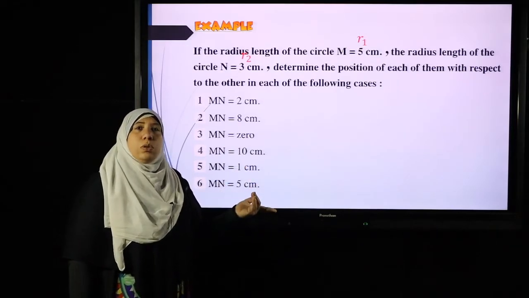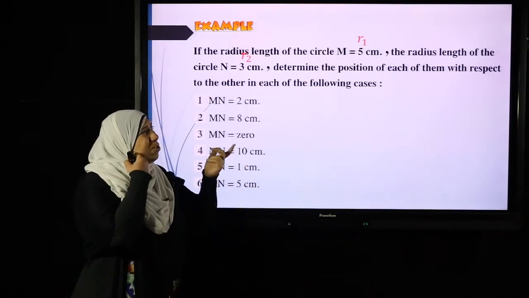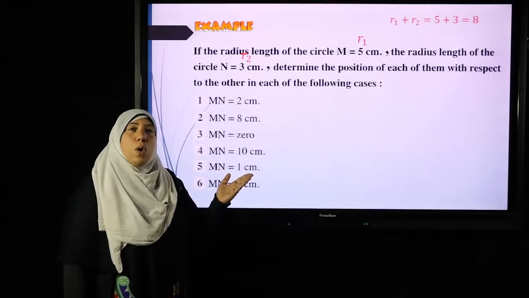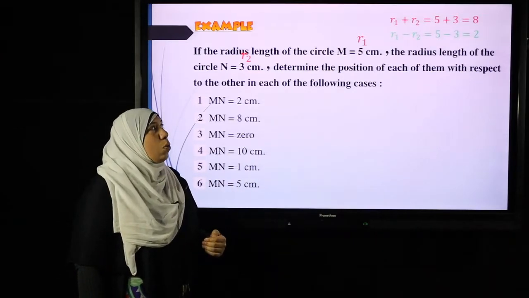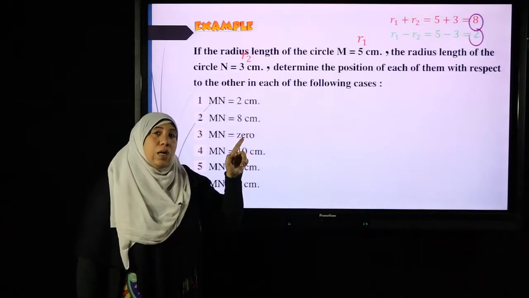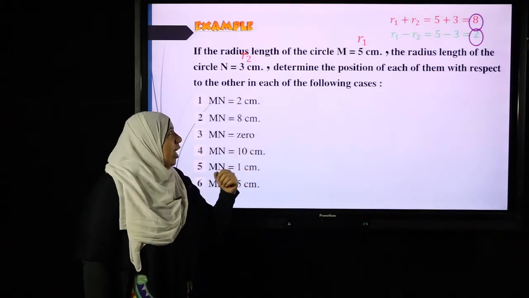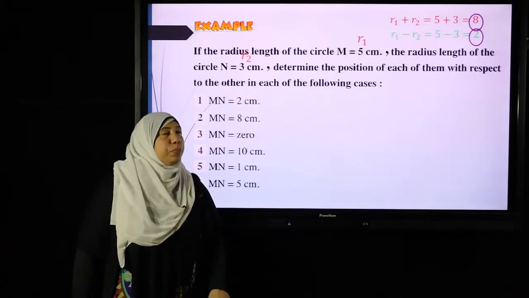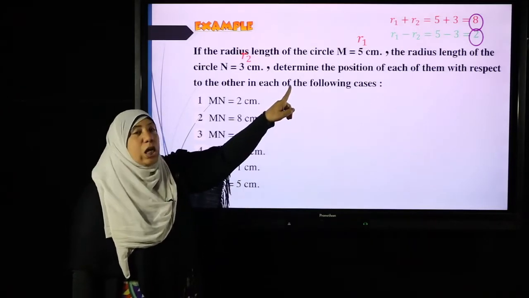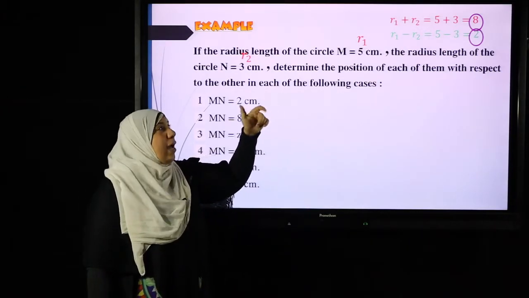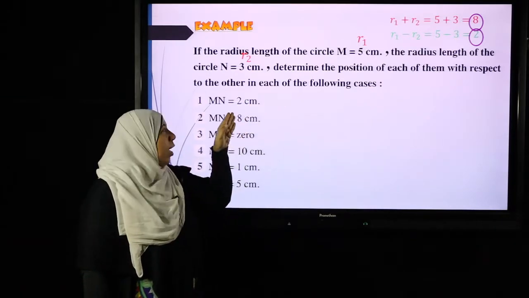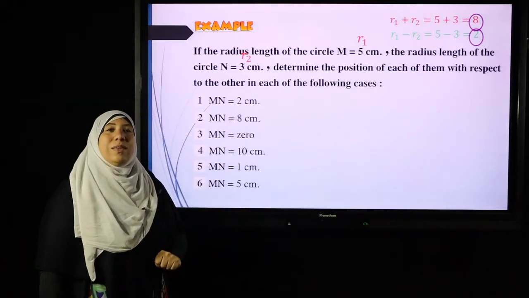I cannot know the position using R1 and R2. I have to find the sum, R1 plus R2, and the difference, R1 minus R2. These numbers define the position. Now, I want to know the position. Concentrate on these numbers, not R1 and R2. I have 8, which is R1 plus R2, and 2, which is R1 minus R2, and I have here the distance between their centers.